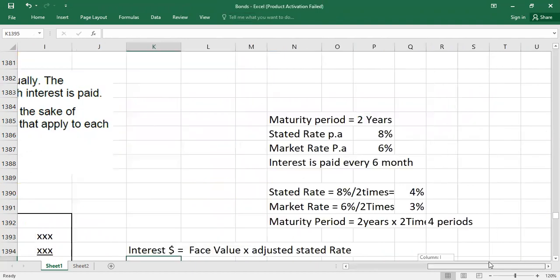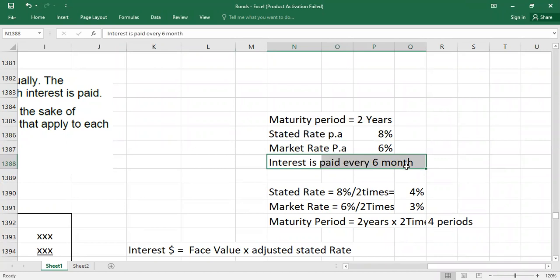For example, here we have a maturity period of 2 years, and we have a stated rate per annum which is 8%. Stated rate means it is mentioned on the bonds. Then you have a market rate per annum which is 6%. Market rate means the interest rate which is prevailing in the market at the time of issuance of the bond. Interest is paid every 6 months.